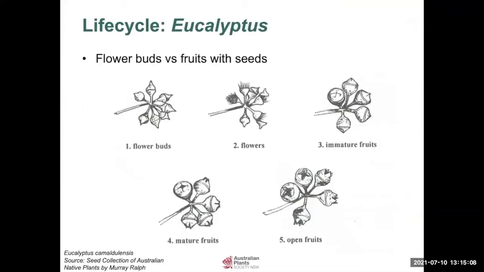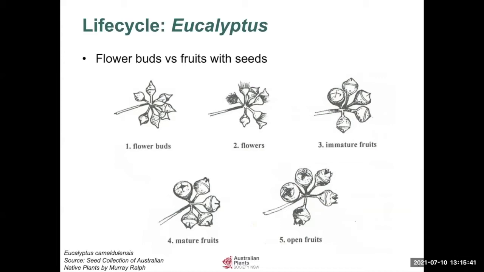Just moving on to a different genus, looking at Eucalyptus. And I think the Eucalyptus is where, if you happen to see something, you can be really confused as to what part of the life cycle you're looking at. So this particular diagram is from a fantastic little book that I found called Seed Collection of Australian Native Plants. It has some great little diagrams. And this one just shows the pictures.